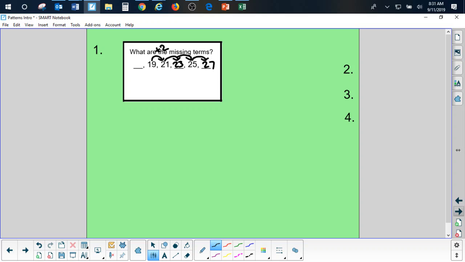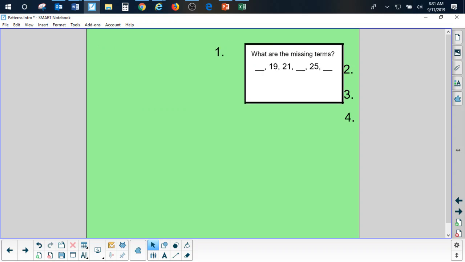But we have the missing first term. So we're going to go backwards on this one. Instead of adding 2 here, we would subtract 2. So that would give us 17. So that shows that we're adding 2 every single time to get the next term.